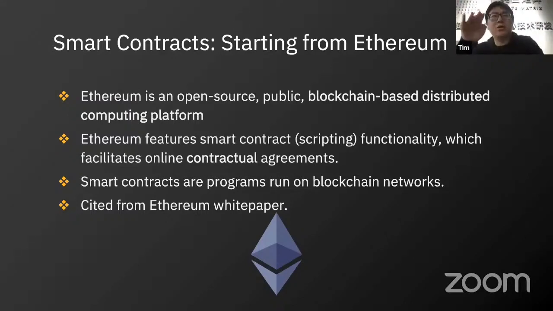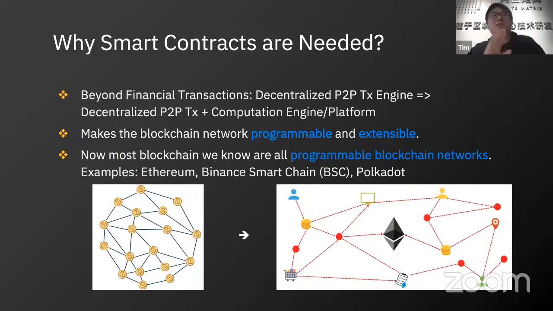They have a very important feature, the smart contract functionality, which facilitates online contractual agreements. So basically you can write your own program or your own applications in the blockchain in a decentralized fashion. Smart contracts are just programs run on blockchain networks. Okay, so what's the difference? Why is it needed? Beyond financial transactions, previously Bitcoin was just a decentralized P2P transaction engine. Now it becomes a decentralized P2P transaction and computation engine. So it makes the blockchain network programmable and extensible.